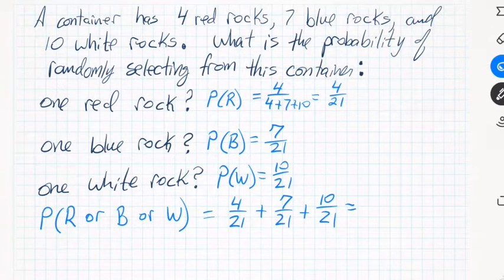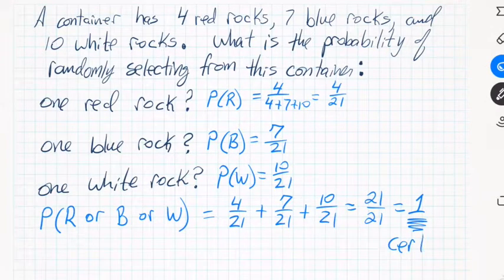And if you take a guess here, when I added 4 plus 7 plus 10 before, it was to come up with the total number of outcomes. And because the common denominator here is 21, I'm just going to add 4 plus 7 plus 10, which gives me 21 out of 21, which is equal to 1. So I am guaranteed to be pulling one of these rocks out of the container, so this probability of 1 has a word associated with it. It is absolutely certain that I'm going to pull a rock out of this container.